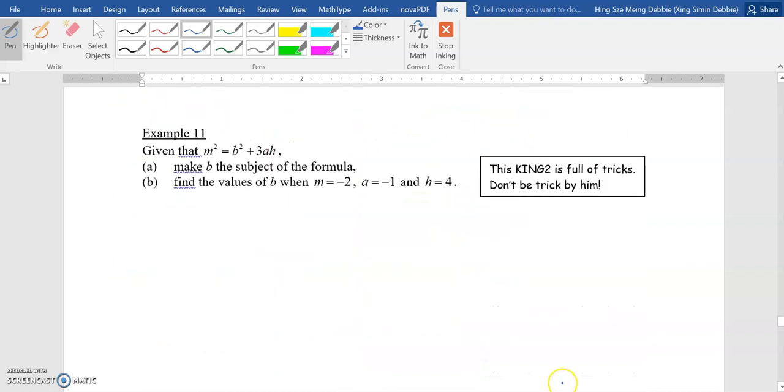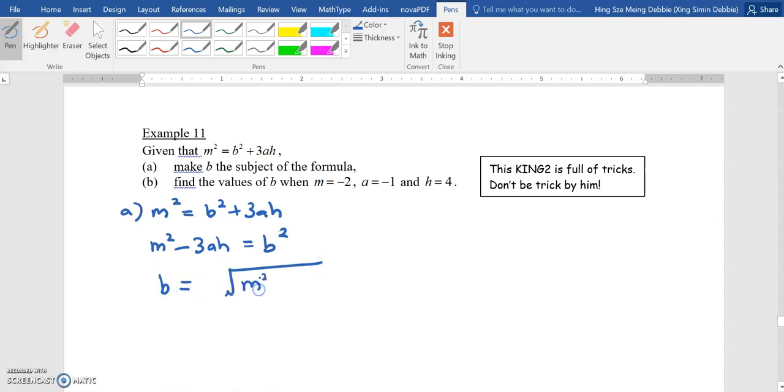One more example. Now, given the formula m squared equals b squared plus 3ah, they want you to make b the subject. m squared equals b squared plus 3ah. To make b the subject, we know we have m squared minus 3ah equals b squared. Now, to find b, we square root m squared minus 3ah.